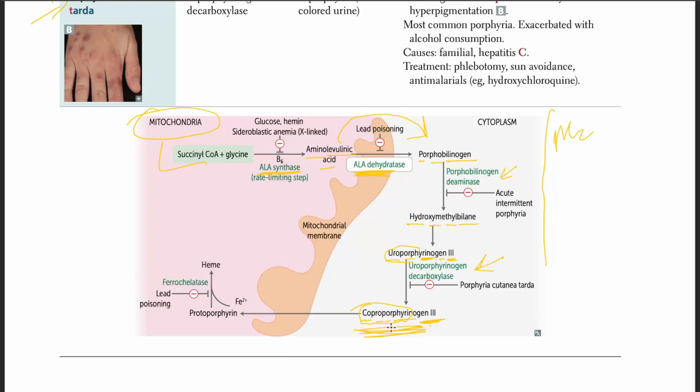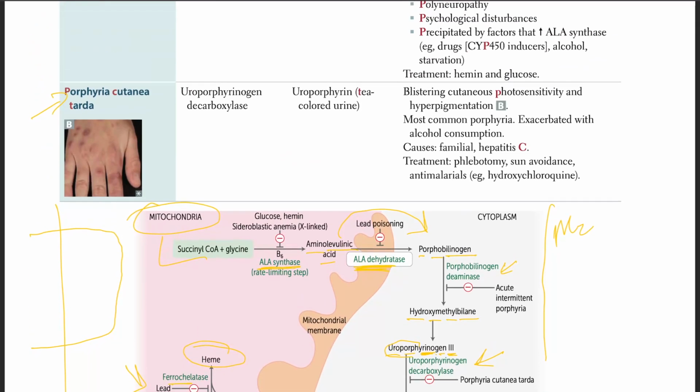So this one now has to go back to the mitochondria, and here it forms the protoporphyrin, which becomes heme when iron is added to it within the mitochondria. So the path goes from the mitochondria out to the cytosol and then back to the mitochondria. And the enzyme here is ferrochelatase. So now let's read.